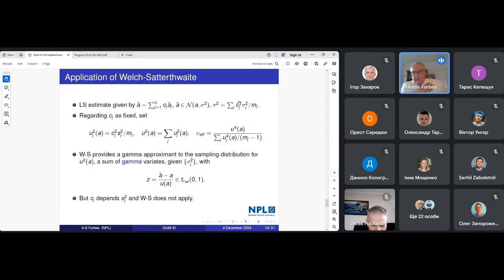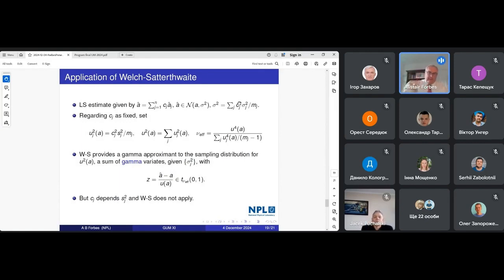We can also apply Welch-Satterthwaite to this problem, where we think of the estimate A hat as being given as a sum of variates, each of which is associated with a Gaussian with a t distribution. We do exactly the same thing as we did in the case of two measurands; we can do it exactly the same for any number. Welch-Satterthwaite does provide a gamma approximation to the sampling distribution associated with the estimate. We can calculate this Z quotient. It will be associated with a t distribution, and then we can generate a confidence interval for the measurand, the least squares estimate.